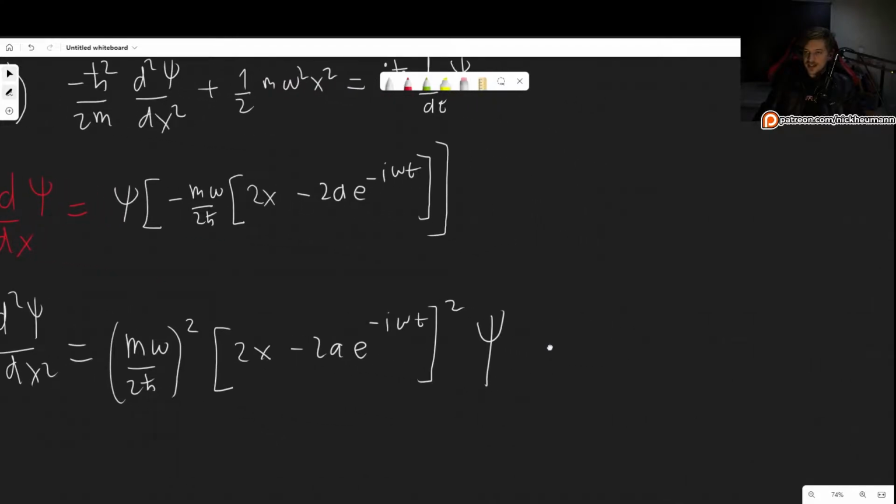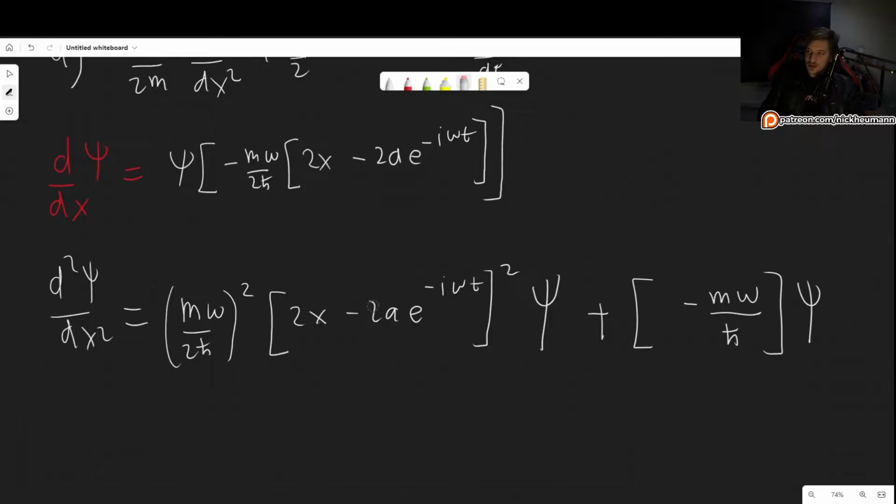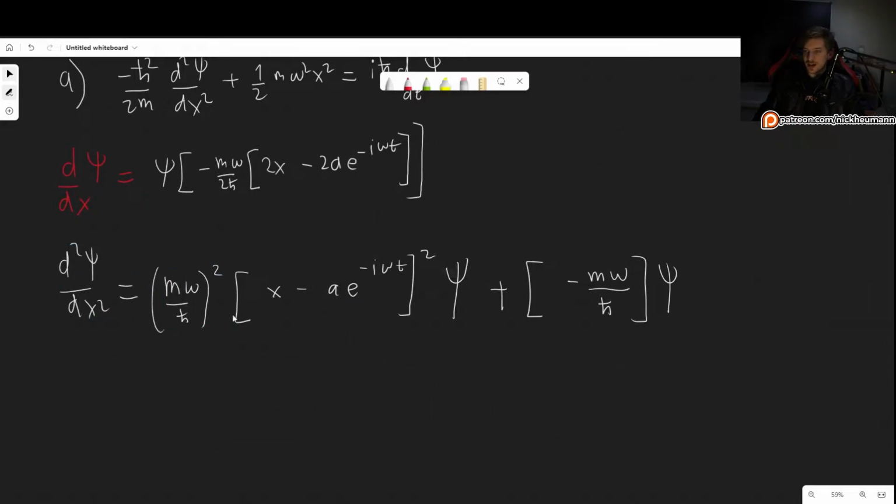And of course, now we need a second term because of the product rule. So now we need to derive this part. So we get plus, and the only thing with an x is this. So we get minus m omega times 2, but there's a divided by 2 here, so we can write it as minus m omega divided by h bar times psi. Now what we could do as well is see that there's a 2 here and a 2 here. When we factor them out, it's going to be a 4. So we can cancel them out with this 4 down here. So this and this and this are now gone. So there we go. This is the second derivative.